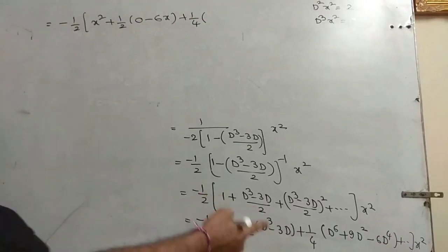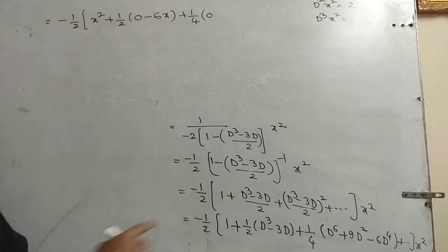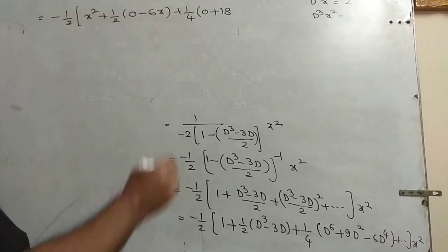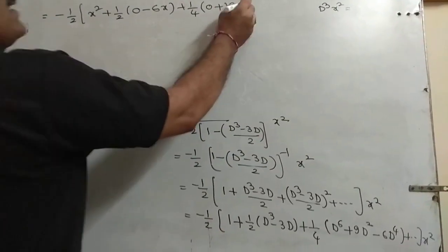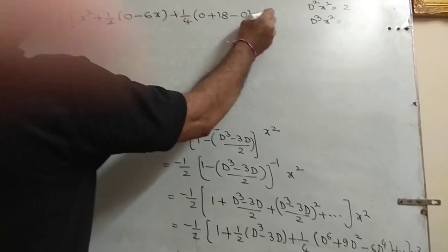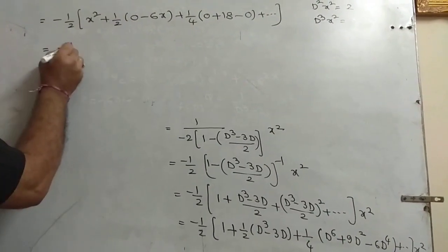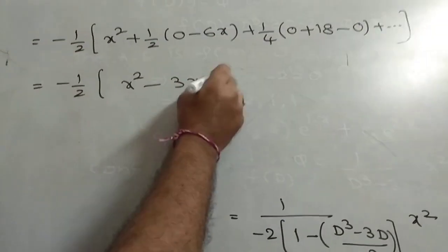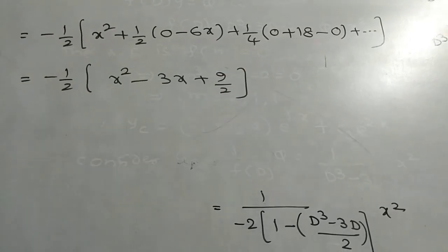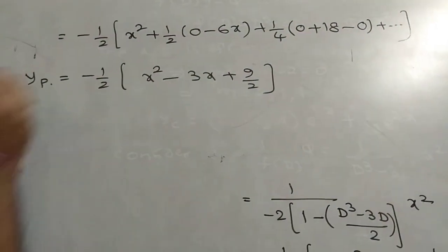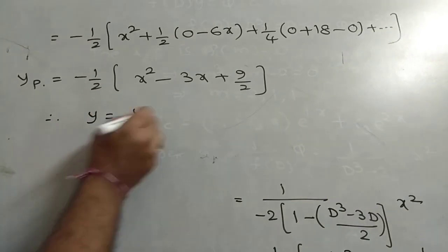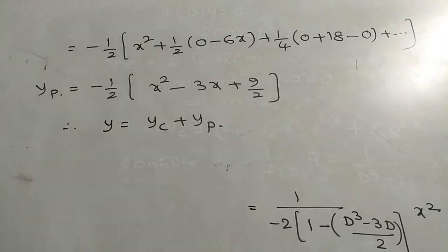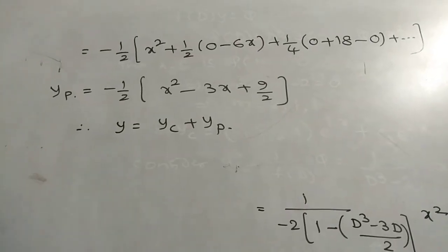Look at the next term. D to the power of 6. That term is 0. Plus 9d square. D square is 2. So you are getting 18 minus 6d power 4. Its value is 0. Similarly, you are getting the remaining terms. Now just you do it. Minus 1 by 2. It becomes x square minus 3x, and that becomes plus 9 by 2. So this is your final simplification. This is the answer of your yp. Therefore, you are getting y equal to yc plus yp. So this is the procedure how you are finding the complete solution when the right side looking like x to the power of k.